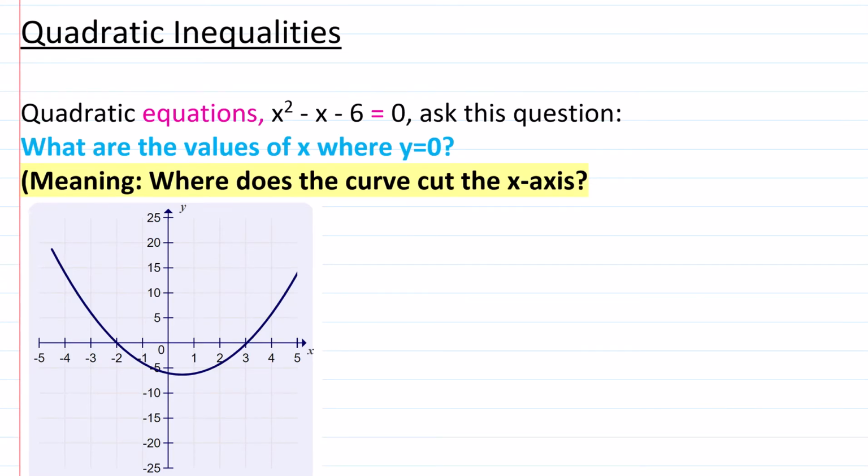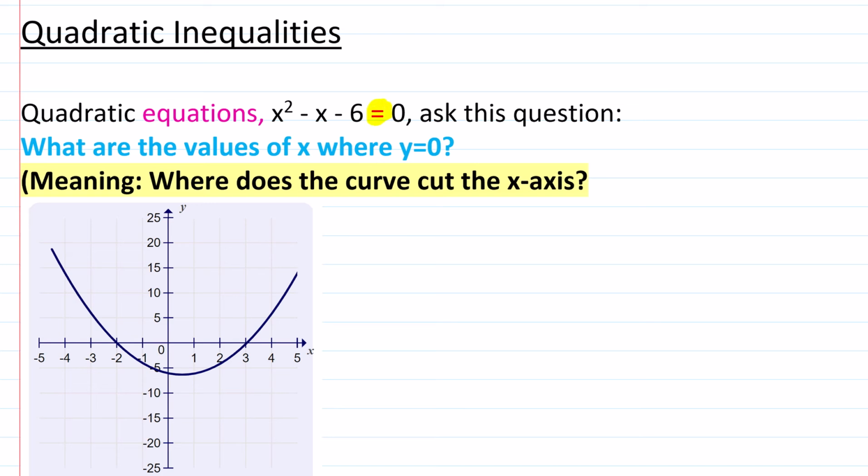In this video, I'm going through quadratic inequalities. So before we go through quadratic inequalities, let's just have a think about quadratic equations. So for example, x squared minus x minus 6 equals 0.